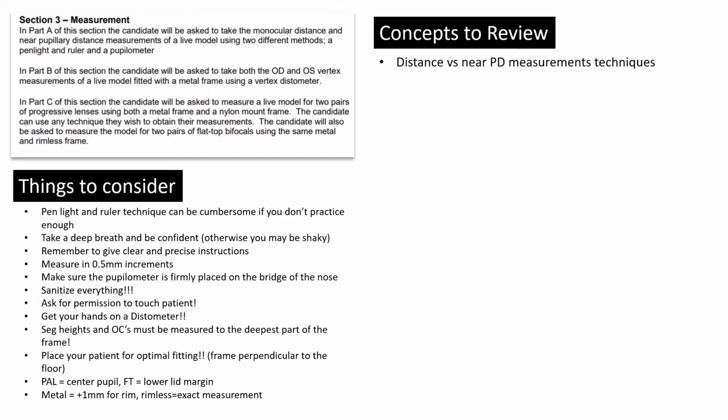Now the concepts to review: obviously distance versus near measurement techniques with the penlight and the ruler. How to position yourself in front of the patient, and make sure you practice these things, because you do not want to look like it's your first time doing this. Pen and ruler techniques, of course, and pupilometer as well. You want to make sure you're using it properly. Measuring major reference point placement, meaning the heights, whether it be a segmented multifocal, a progressive lens, or a single vision lens where you want to measure an OC, which nowadays you probably should be measuring on absolutely everything based on lens designs and things like that. Make sure you review these concepts.